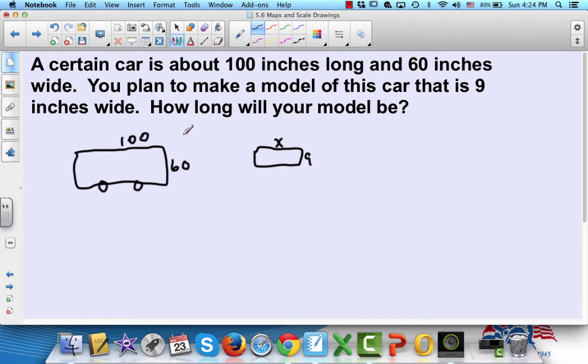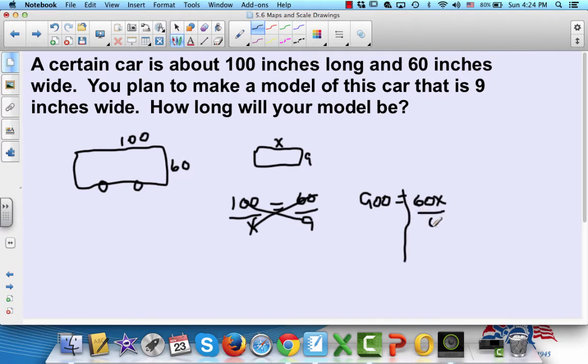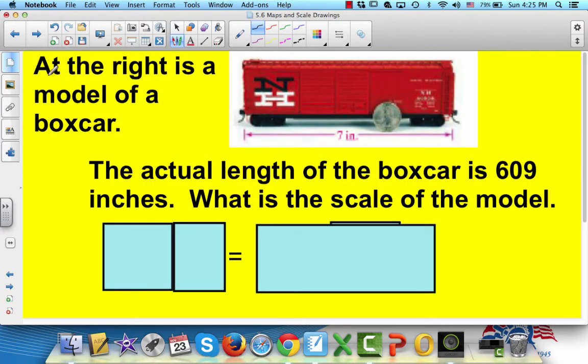Look at that, we've got a scale already, I mean a proportion. So we go 100 over x is equal to 60 over 9. 100 times 9 is 900. 60 times x is 60x. Then we divide by 60 on both sides, and that gives us 15 equals x. So x is equal to 15 inches. Very good.